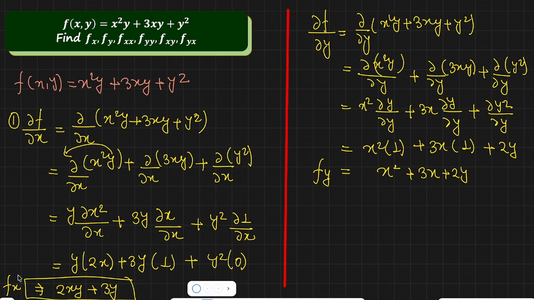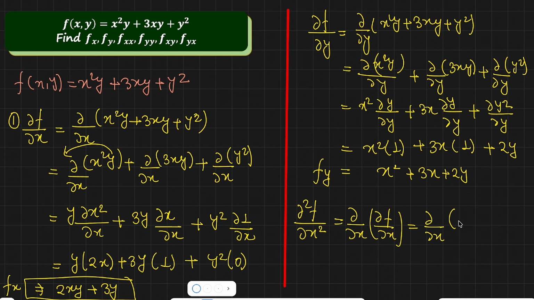Now if you want to calculate the second order partial derivative, it means the partial derivative with respect to x of the partial derivative with respect to x. What is the value of the partial derivative with respect to x? 2xy plus 3y. Then this is the partial derivative with respect to x of 2xy plus 3y.